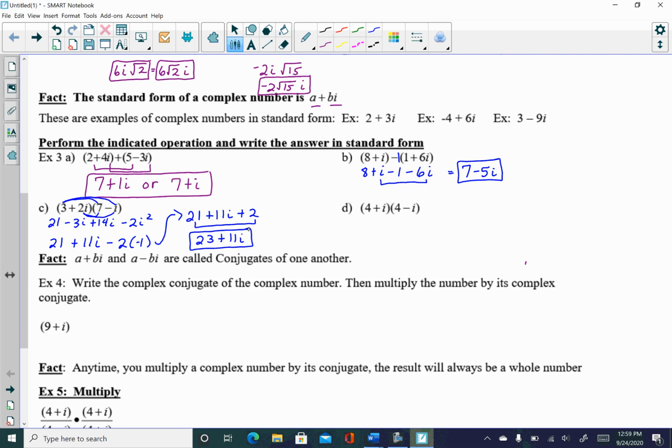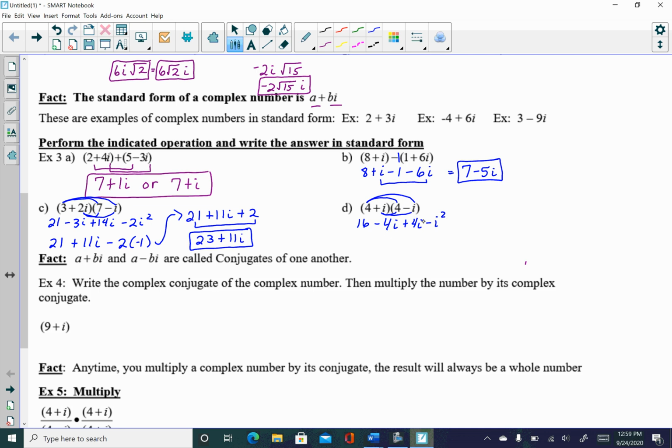And then let's look at letter D. Essentially the same thing here. I'm FOILing. I've got first, 4 times 4, 16. Outside, 4 times negative i, so minus 4i. Inside, i times 4, so positive 4i. And then last, i times negative i, minus i squared.